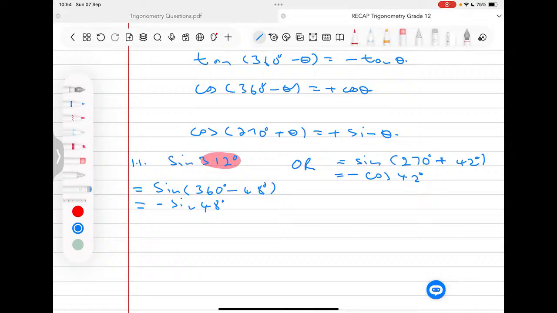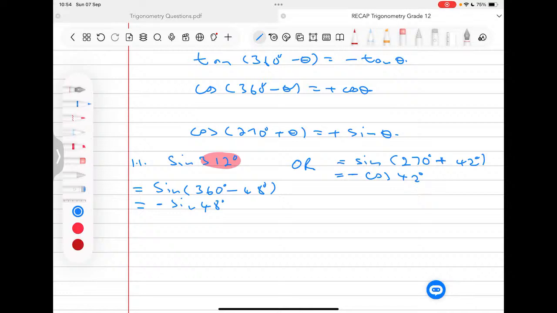Now I want you to test if these things are correct and making sense. In your calculator, punch the sine of 312 degrees and see what number you get, and also punch the sine of negative 48 degrees and the negative cos of 48 degrees and see what number you get. You should get the same number for all these three. So that's how you'll basically be doing it.